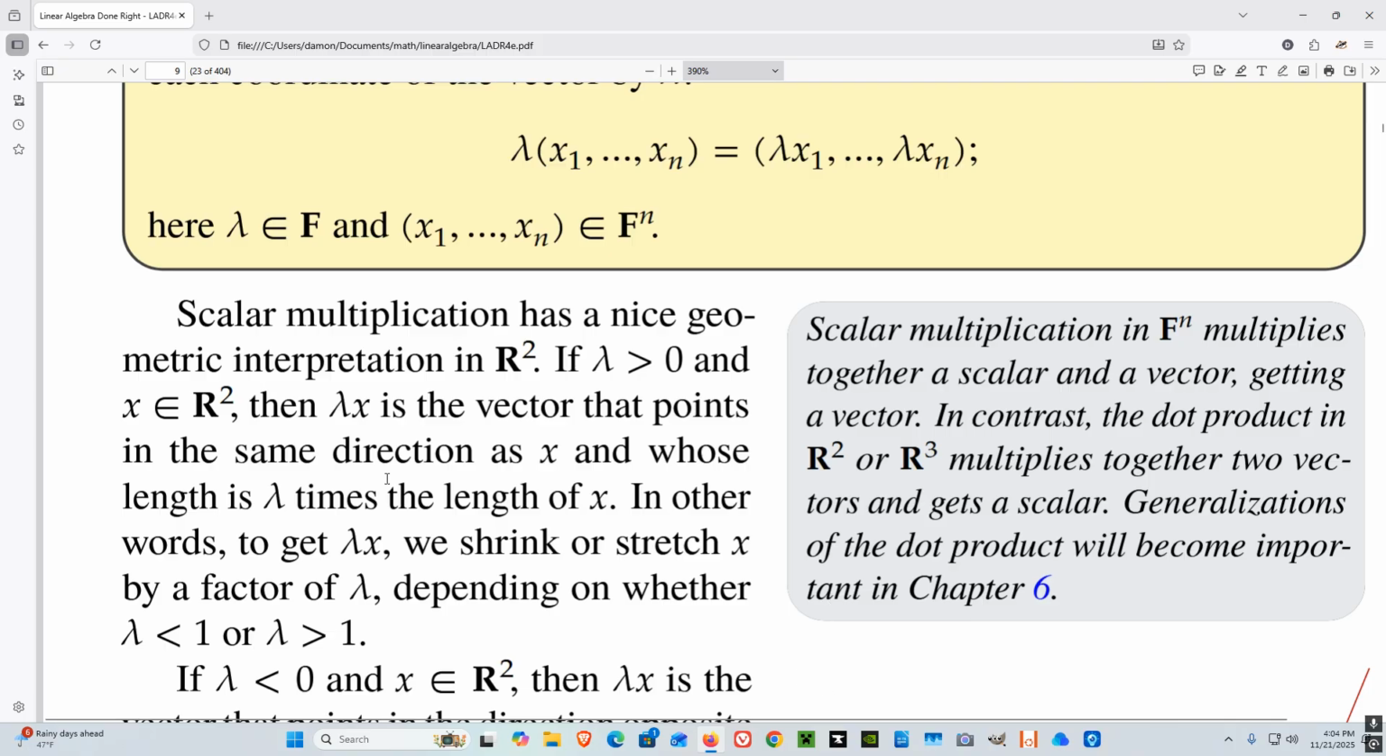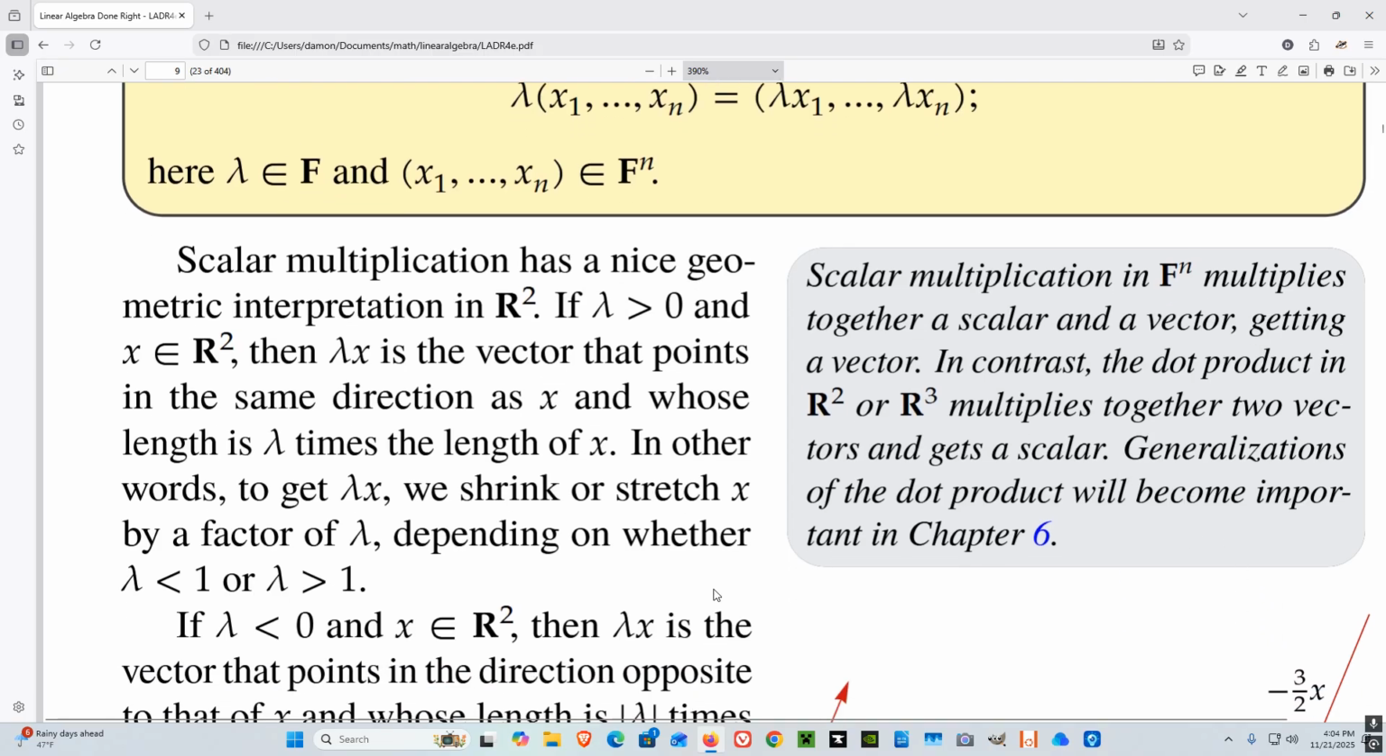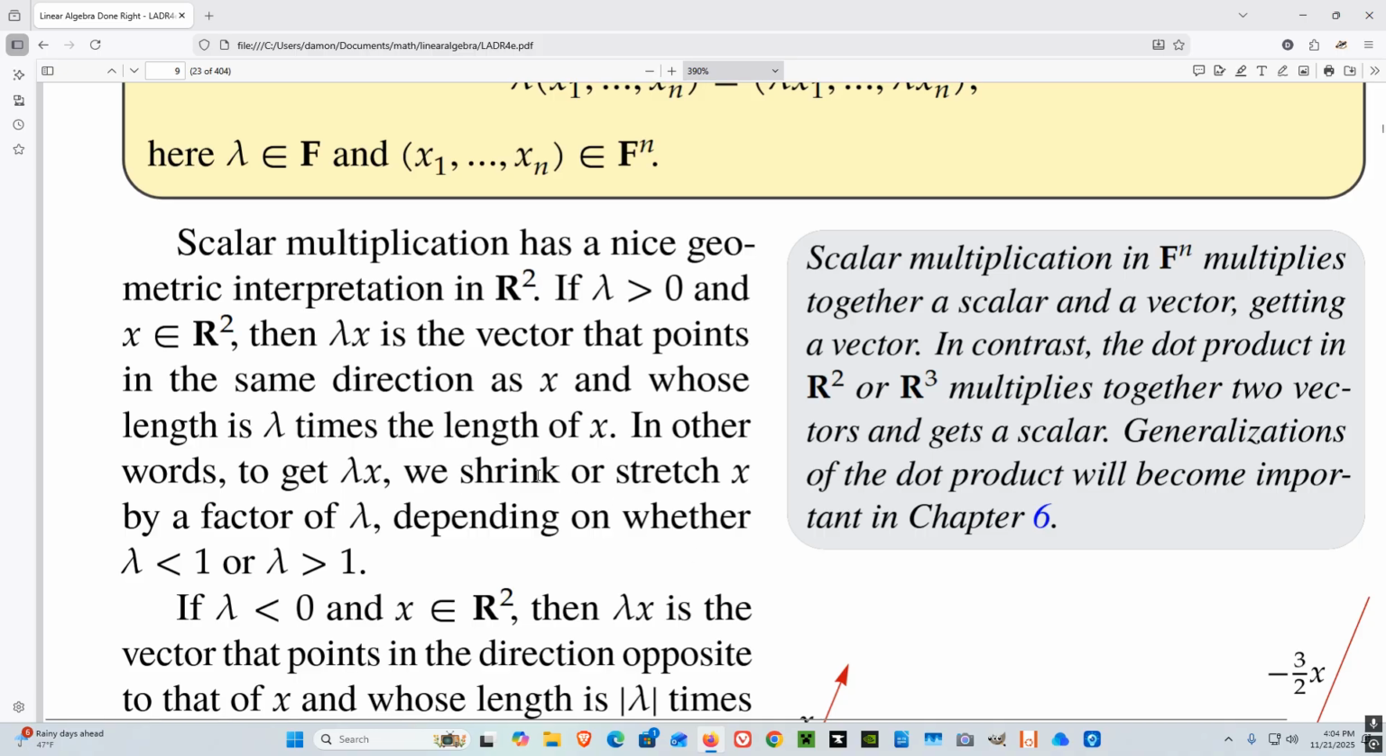The blurb here says scalar multiplication in F^n multiplies together a scalar and a vector, getting a vector. In contrast, the dot product in R^2 or R^3 multiplies together two vectors and gets a scalar. Generalizations of the dot product will become important in Chapter 6. Okay, back to the text.